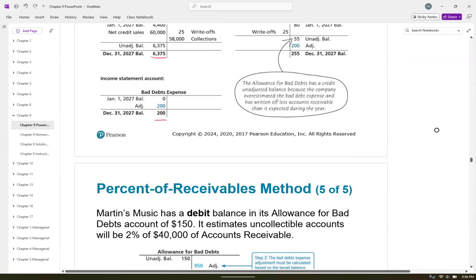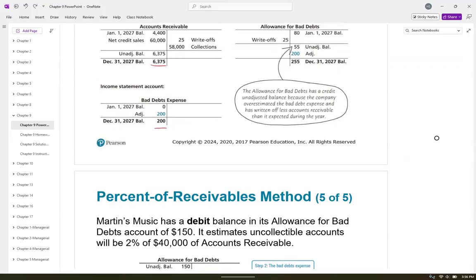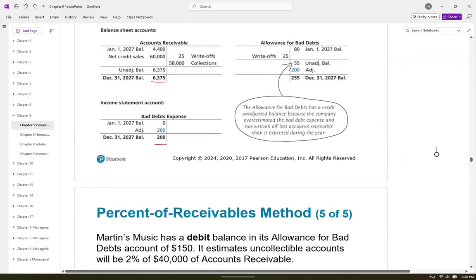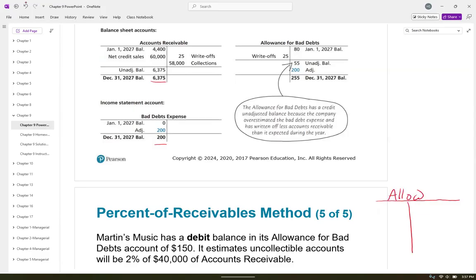So now we're going to get to see how this could change if we had a debit balance. Because remember, I told you the allowance actually can flip over to be a debit balance. So I know they're going to do this for us, but we're going to do it anyway. Okay. It says Martin's Music has a debit balance of allowance for bad debts of 150. And then it estimates that 2% of 40,000 will go bad.